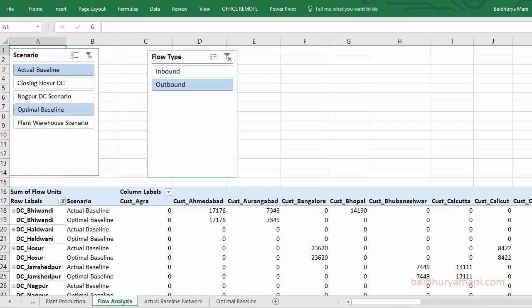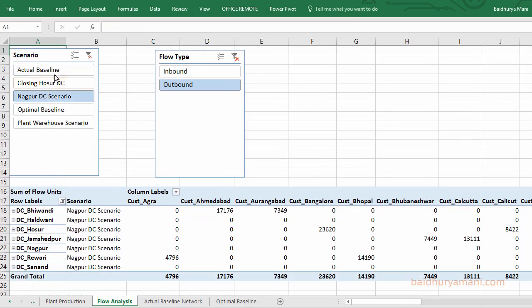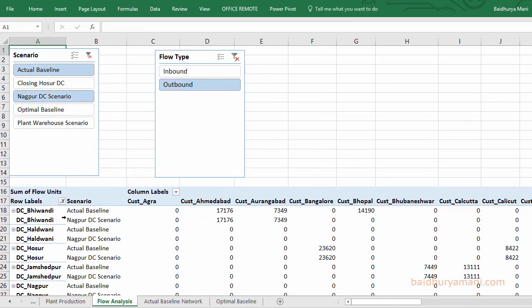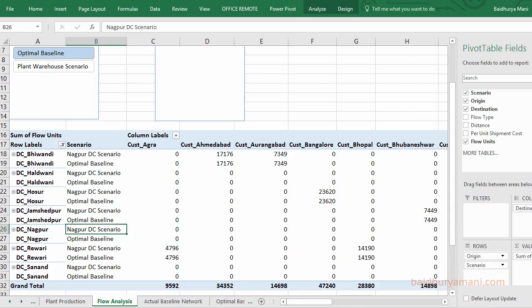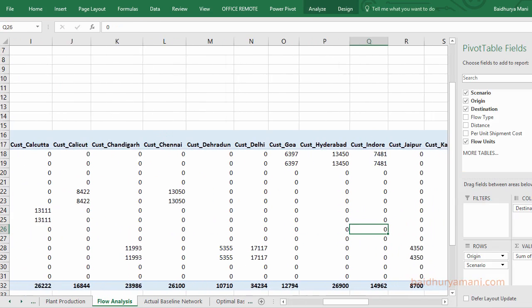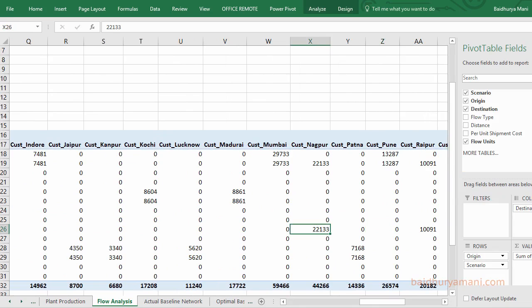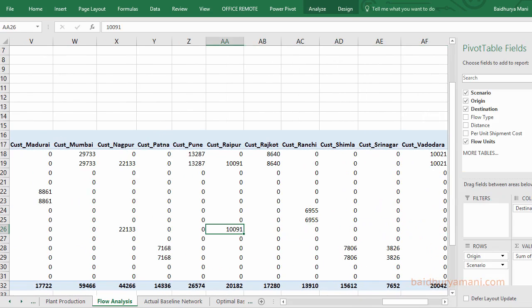So now let's look at another thing. What we can do is we can play around with other scenarios as well. We can select, say, actual baseline and Nagpur DC scenario to compare, or maybe say even optimal baseline, and let's remove actual baseline. So now we are comparing the Nagpur DC scenario and the optimal baseline. Let's look at DC Nagpur. We see that Nagpur is being shipped from the DC in Nagpur, which makes total sense. Then we have Raipur, which is being shipped from Nagpur.